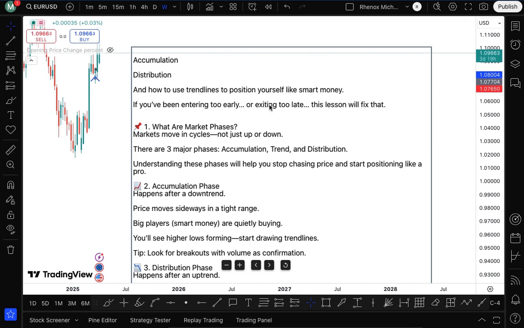So you need to find out if the market is gearing up for a big move, or is it about to trap retail traders. Now in this video I'll help you to decode the three major phases of the market, which are accumulation, distribution, and how to use trend lines to position yourself like smart money to keep following the trend. Now how do you use these trend lines to position yourself like smart money? You see, if you've been entering the market too early, this lesson will fix that for you.